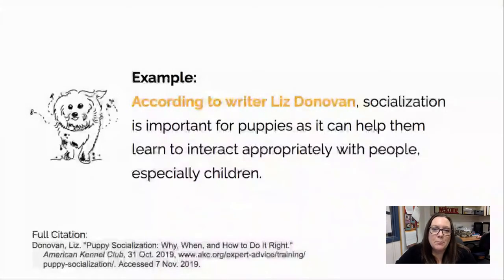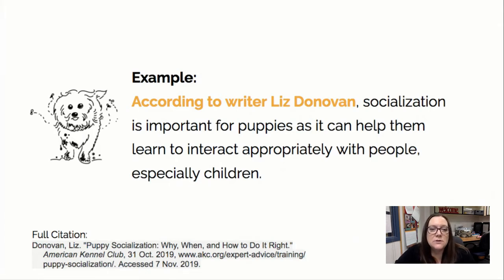So here's one example. According to writer Liz Donovan, socialization is important for puppies as it can help them learn to interact appropriately with people, especially children. In this case, I've named my source, writer Liz Donovan, right at the beginning part of my sentence. And then after that, I've had the information that I got from her source.